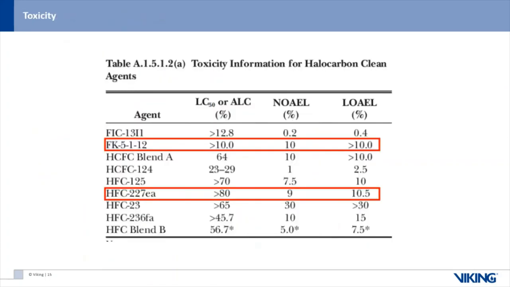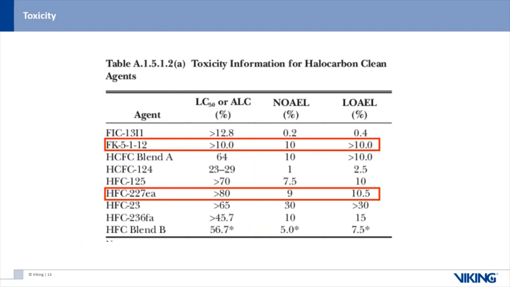Transfer to the next slide. It's going to show us the toxicity information that we need to know for halocarbon clean agents. If we look at FK-5-1-12, what we're going to be working with today, we have a NOAEL of 10. Now this is a no adverse effect level, 10%. So our design concentration can't be 10% or higher, because if it's greater than 10%, we're in the LOAEL. This is a lowest adverse effect level. So this is going to have an impact on us if we're in the hazard. There's going to be a lowest adverse effect level.